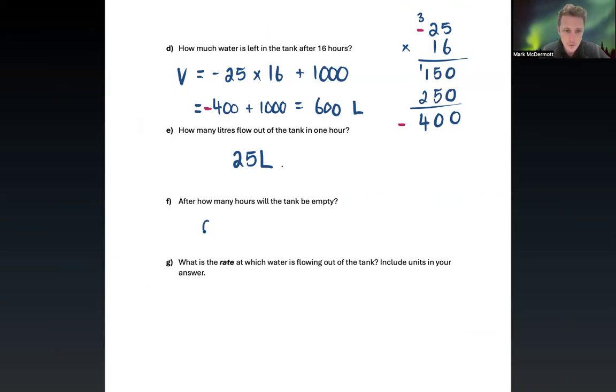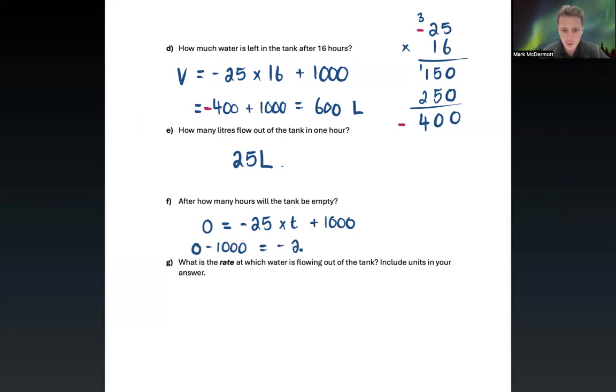So we're going to say, all right, the volume is 0. So it's going to be negative 25 multiplied by T plus 1000. Okay, now basically we're asking ourselves, some number multiplied by negative 25 plus 1000 equals 0. What does that number need to be? Well, you can do trial and error, but this is where we can use a little bit of algebra. So we can say, all right, if I took some number, T, and multiplied by negative 25, and then added 1000, well, I can just undo those things. So I can take 0 minus 1000, so subtract 1000 from both sides.